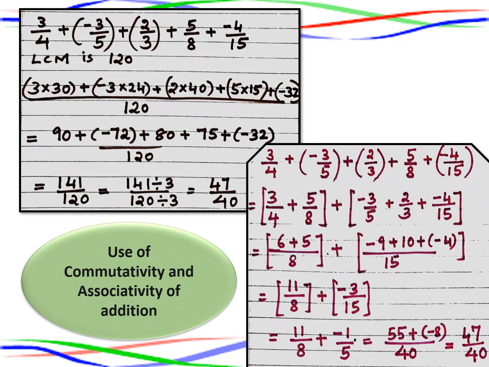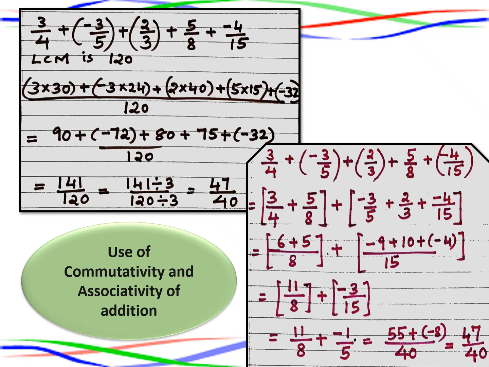One more example. See how the difference is. It is addition of rational numbers, 5 rational numbers are given, and all these denominators have LCM 120. First the regular method is shown. So 3 by 4 is equivalent to 90 by 120. Minus 3 by 5 is equivalent to minus 72 by 120. 2 by 3 correspondingly 80 by 120. These are large numbers and not very easy to handle.